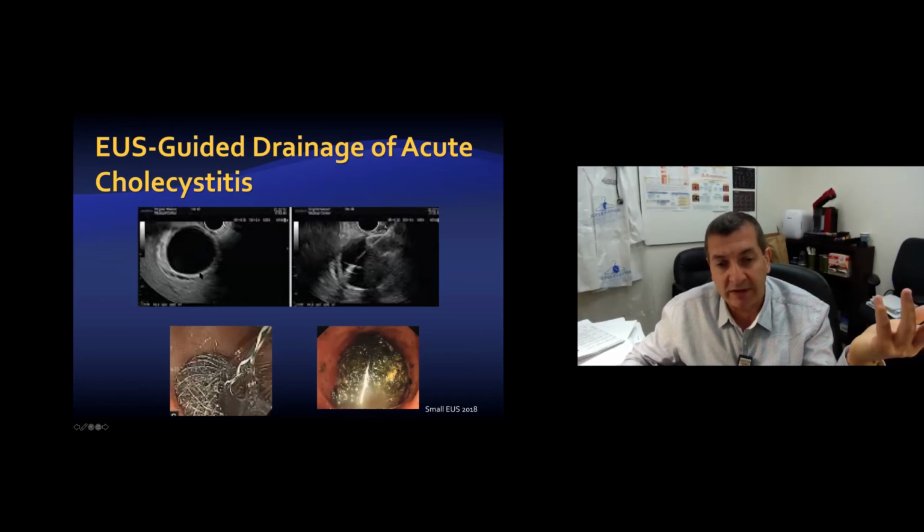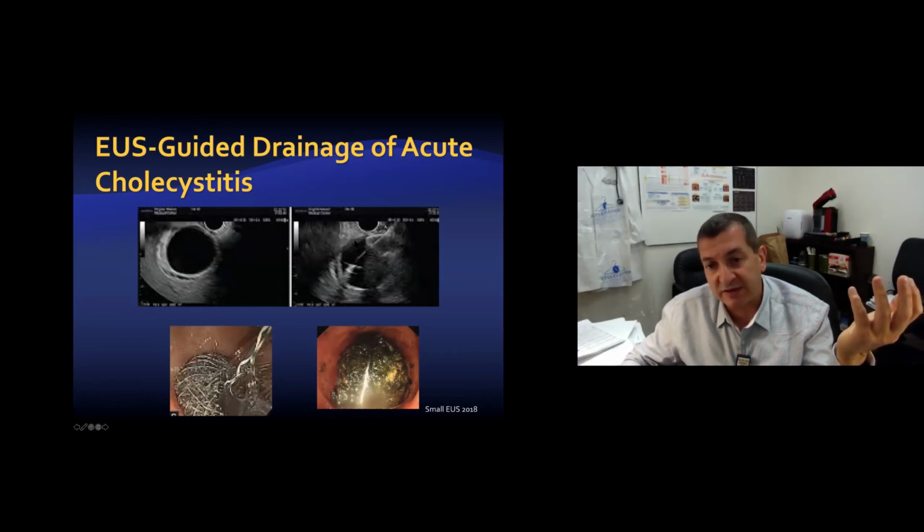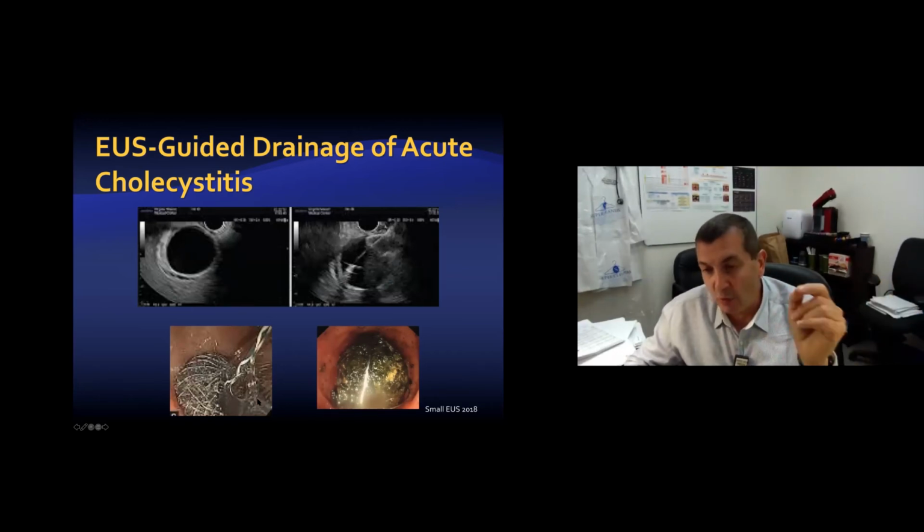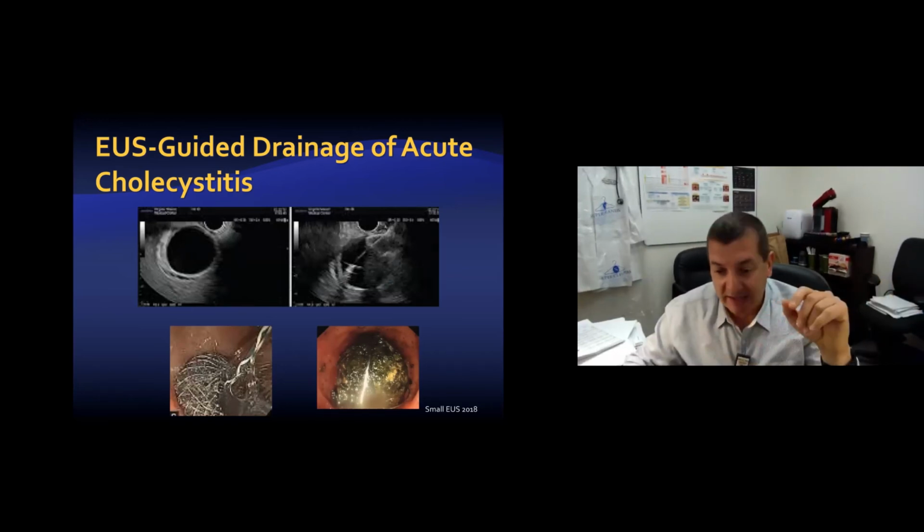You can see the gallbladder is inflamed. The wall is thick, with a little bit of fluid around the gallbladder, as you can see here. And then you go in and deploy the first part of the stent. That's the first part of the stent. And this is how, whether it's in the duodenum or in the stomach, you deploy the second part.